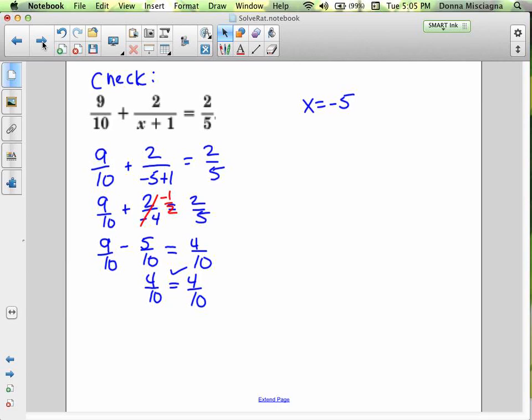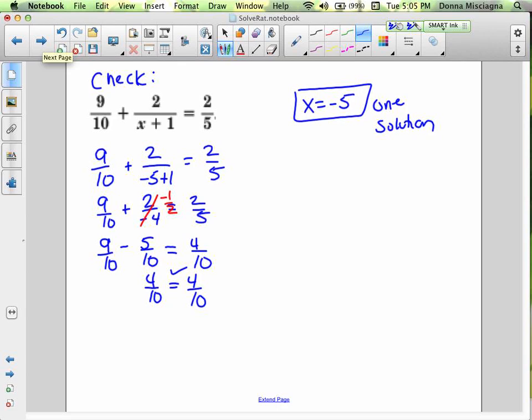All right, so that one checks out. We have one solution. We don't have any extraneous solutions. One solution, and that's negative 5. All right, let's look at the next one. I don't think there's too many more problems left.